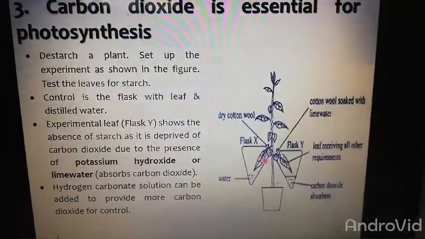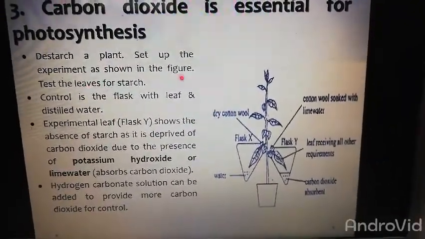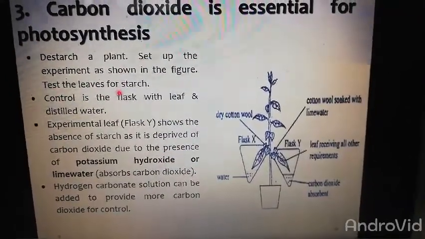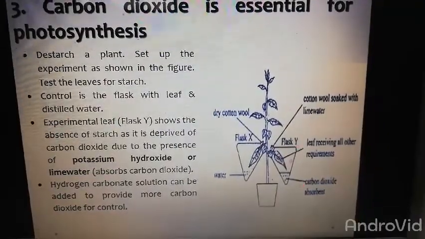Again, the process. The first point, you have to destarch a plant, set up the experiment as shown in the figure, and then you test the leaf for starch. The control is the flask with leaf and distilled water. So as you can see, this is the diagram.